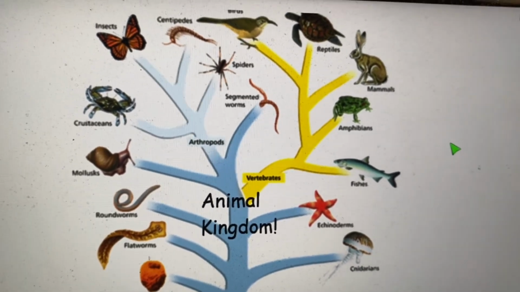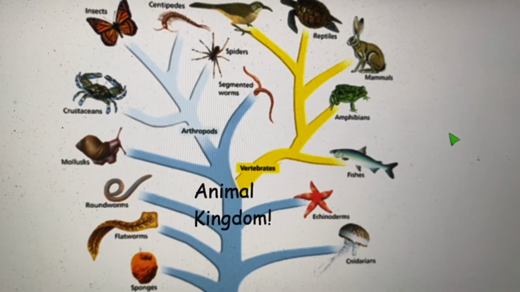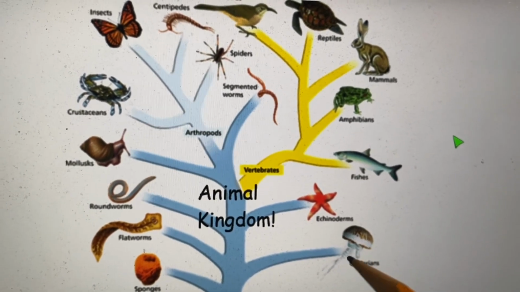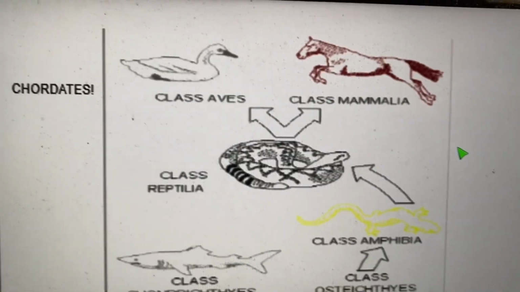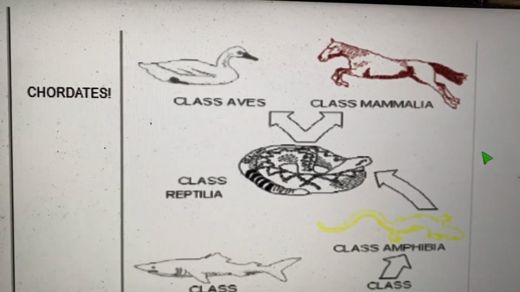And then there are lots of different animals. We are in the phylum of chordates. Chordates mean the animals that have backbones.